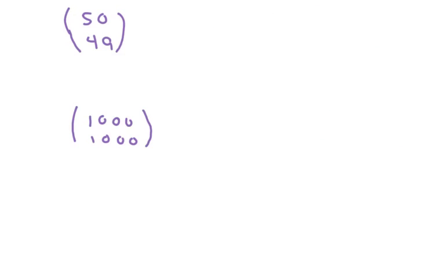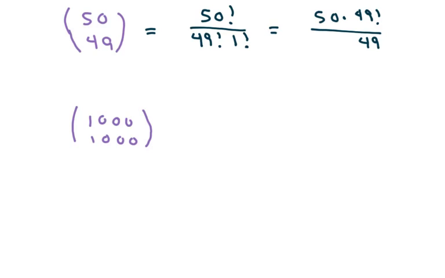And now we have these kind. And this is the kind you definitely don't want to put in the calculator. So basically this would be 50 factorial over 49 factorial times 1 factorial. And this is just going to be 50 times 49 factorial over 49 factorial times 1. So my answer is just 50.